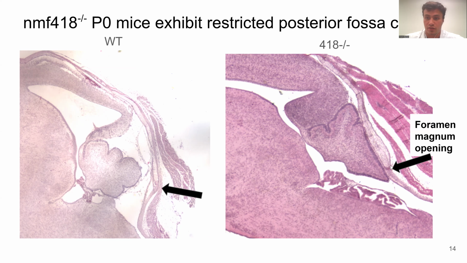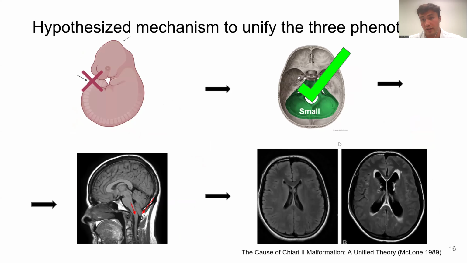We can see here there's a little division between the bone and the cartilage of the foramen magnum, and the cerebellum is indeed extending past that. So we found that there is indeed restriction of the posterior fossa content in my mice, resulting in this herniation of the cerebellum into the foramen magnum.